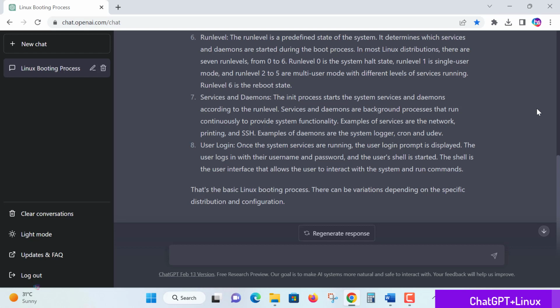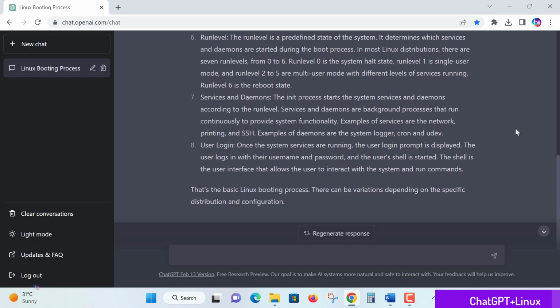And the next level, user login. Once the system services are running, the user login prompt is displayed. The user logs in by entering their username and password. The user shell prompt is then initiated. The shell, as the user interface, allows the user to interact with the operating system by running commands and taking the necessary actions to continue interacting with the operating system.